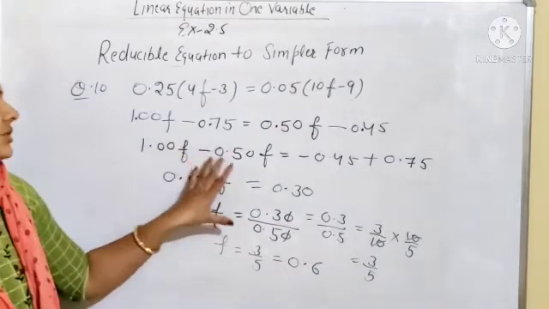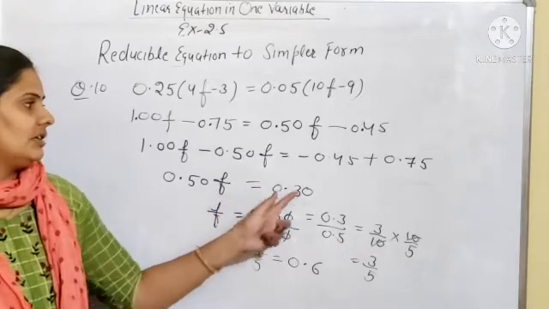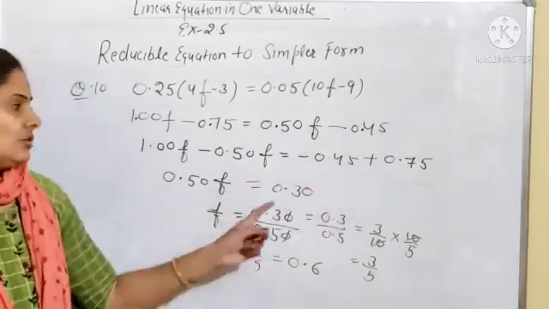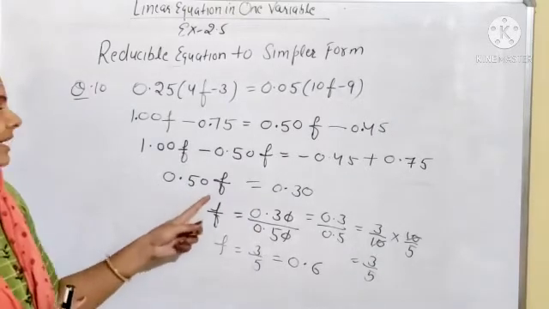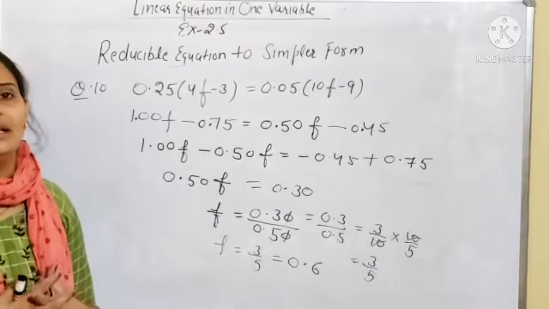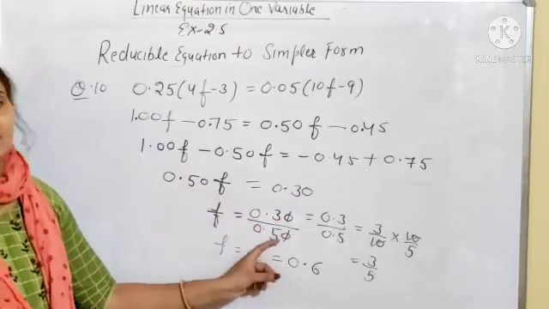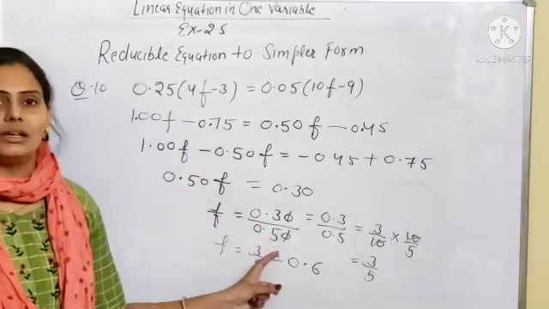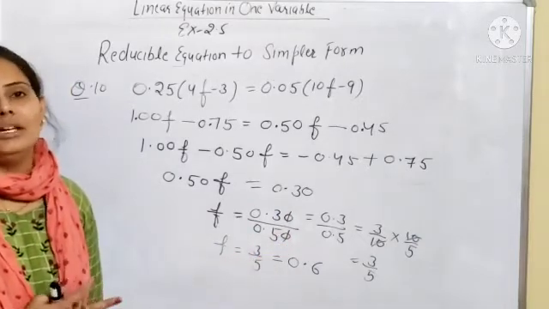Now 1.00 minus 0.50, so you will get 0.50 f is equal to, when you subtract 0.45 from 0.75, so it will be 0.30. Clear? Now next step, what will be the value of f? You have to find the value of the variable also. So f will be equal to 0.30 divided by 0.50. This one is in multiplication on the left hand side, so you will take it to the right hand side, so it will come in division.